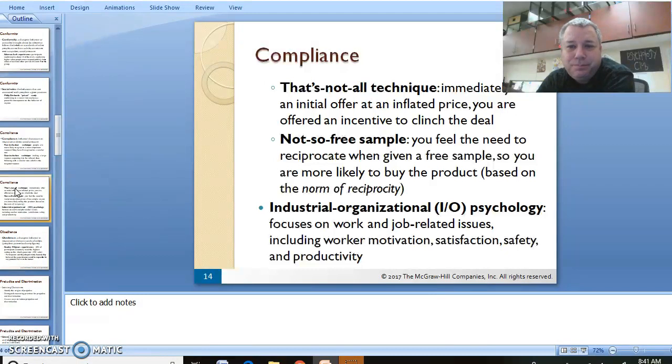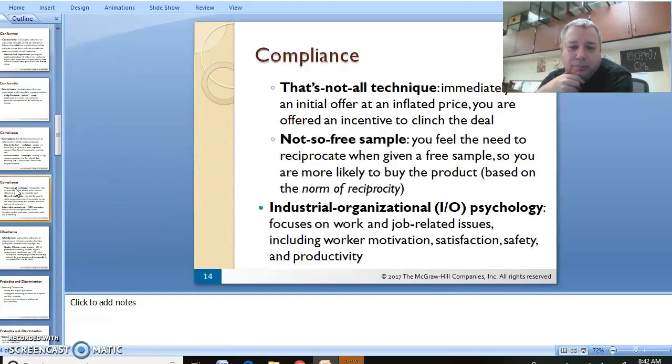Compliance. Take the deal. Oh, you want this? Well, that's not all. You always see it in commercials. Not so free sample. You feel the need to reciprocate when you're given a free sample, so you're more likely to buy a product. So you're at Walmart and they give you a sample. Well, after that sample, you will end up buying the box. All this is psychological. This is social psychology here, and this is us wanting to not stick out in the crowd.